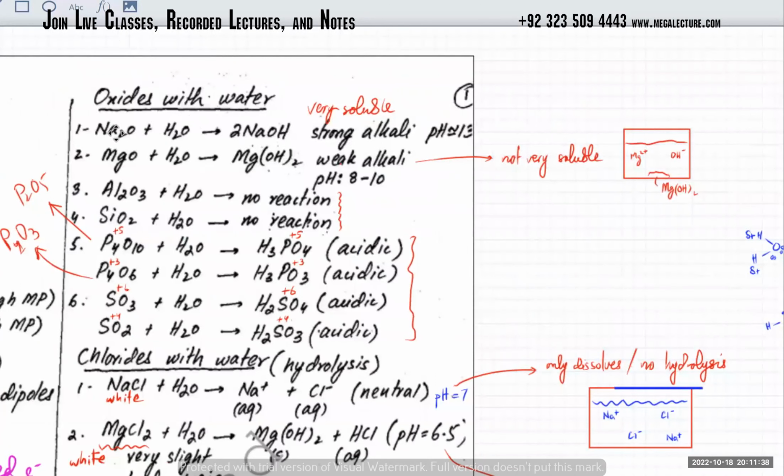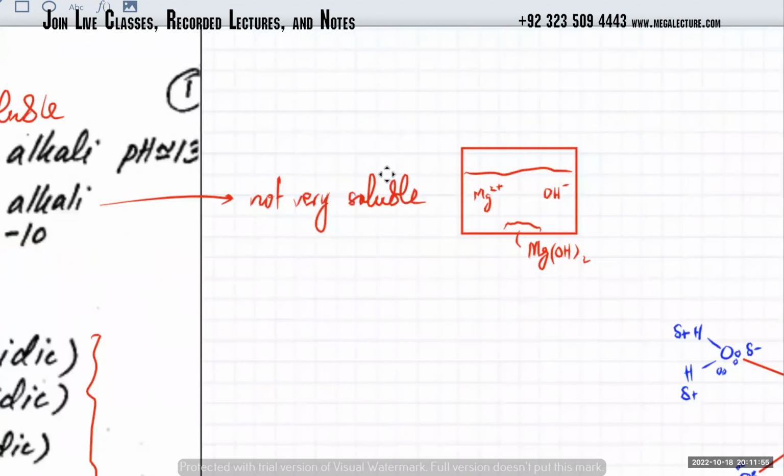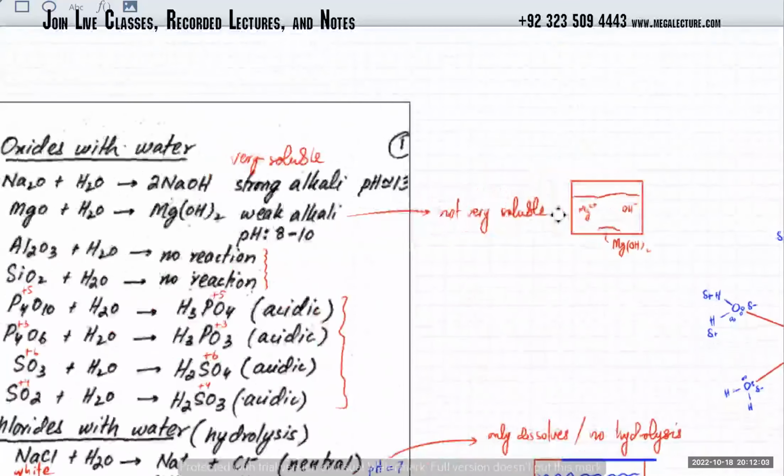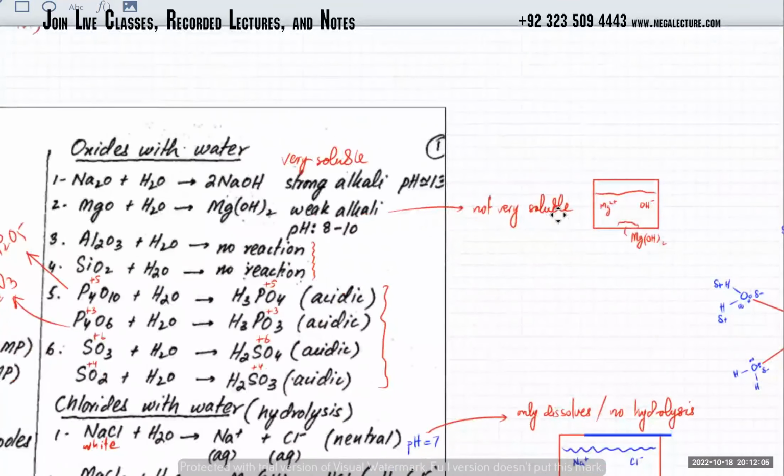Sodium oxide is a very soluble oxide. It reacts with water, forms sodium hydroxide. That's a pretty strong alkali. It's a very soluble alkali. Magnesium oxide with water is going to form magnesium hydroxide, but it's not very soluble. So since it's not very soluble, most of it will just form a crystal at the bottom. Very few OH- ions will be produced. So it's not going to be very basic. So the pH would be around 8 to 10.